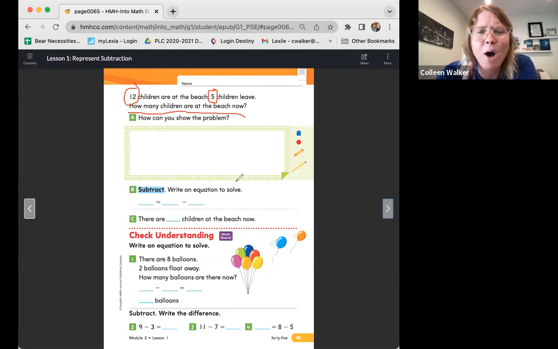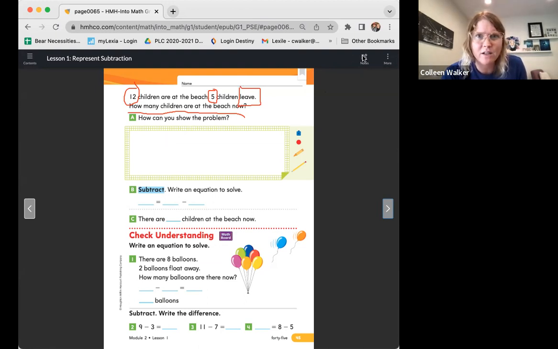And then we need to box keywords. Okay, let me read it again. And if you hear a keyword, you can shout it out. 12 children are at the beach. 5 children leave. Yes, leave. If the children are leaving, that's giving us a clue that we need to subtract because they're going away. They're not still going to be at the beach. How can you show the problem?